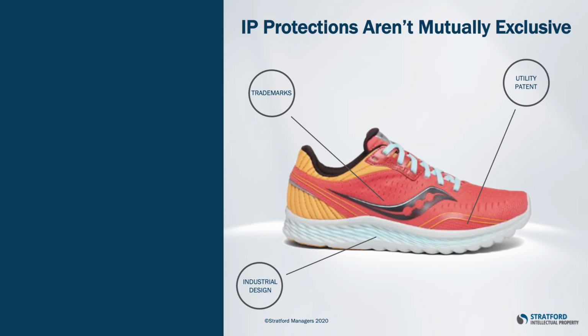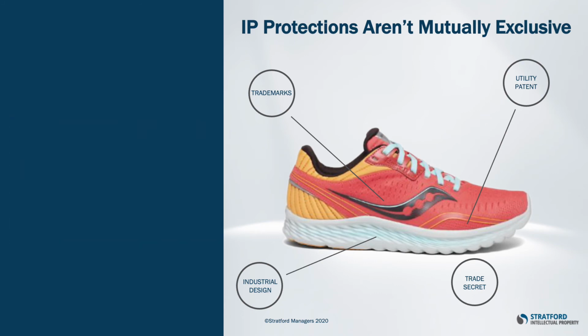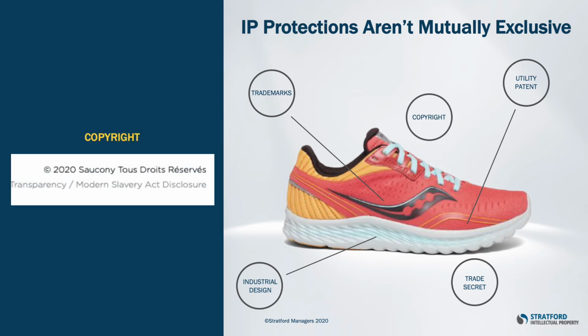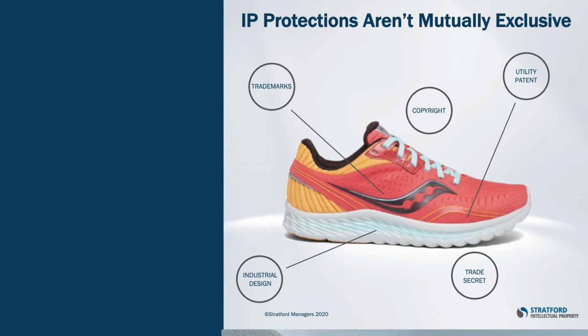The manufacturing process for the shoe is likely kept as a trade secret, and the marketing material used for selling the shoe, like the website, for example, would be protected by copyrights. By utilizing and combining the coverage provided through multiple forms of IP protection, Saucony's brand and products benefit from a stronger and more holistic coverage.